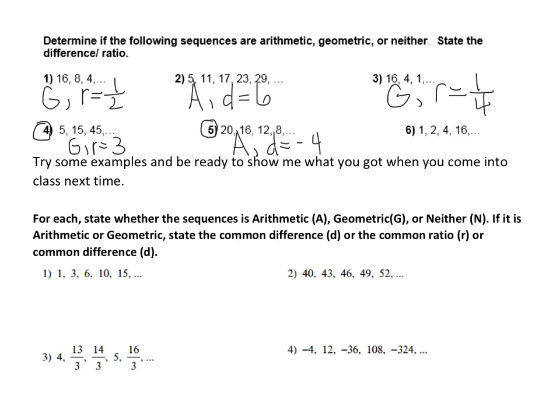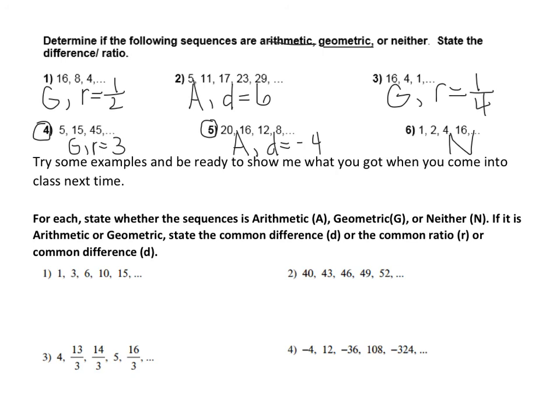1 plus 1 is 2. 2 plus 1 is not 4. 4 plus 1 is not 16, so this isn't arithmetic. 1 times 2 is 2. And 2 times 2 is 4, but is 4 times 2 16? No, 4 times 2 is 8, so guess what? This one is neither arithmetic or geometric. This would be a capital N for neither.